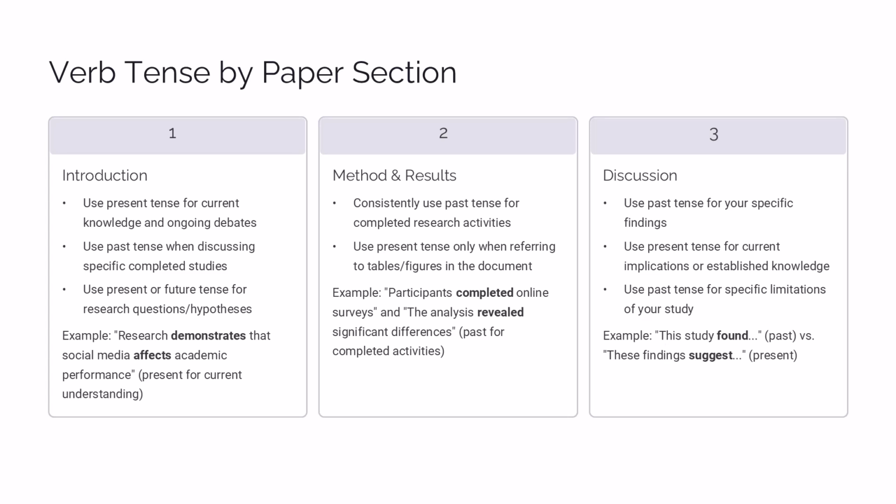The method section consistently uses past tense because you're describing completed research activities. Everything in the method section happened before you wrote your paper, so past tense accurately reflects the temporal relationship. "Participants completed online surveys. Data collection occurred over 6 weeks, and the researcher administered assessments in controlled environments." All use past tense appropriately.